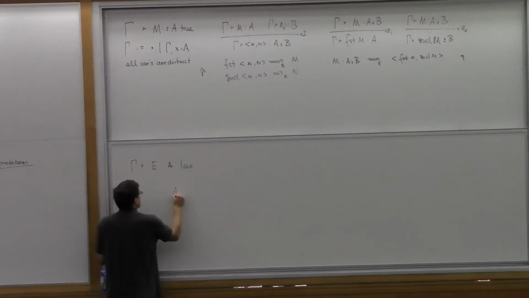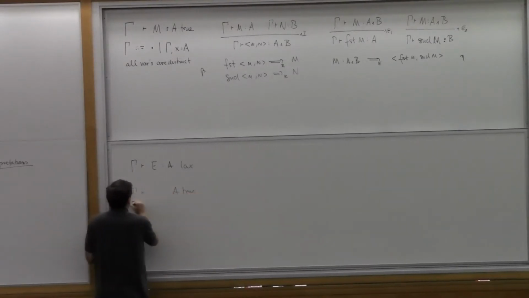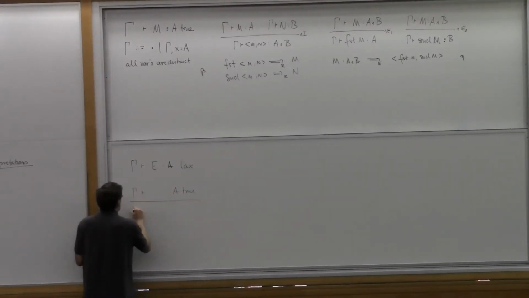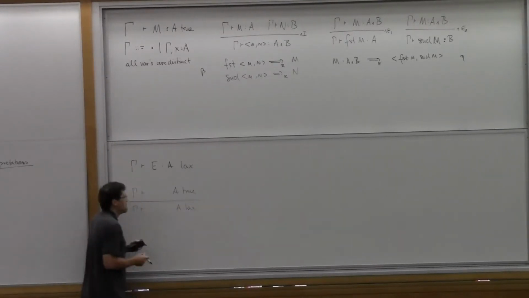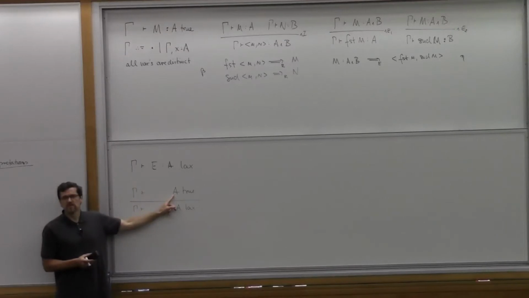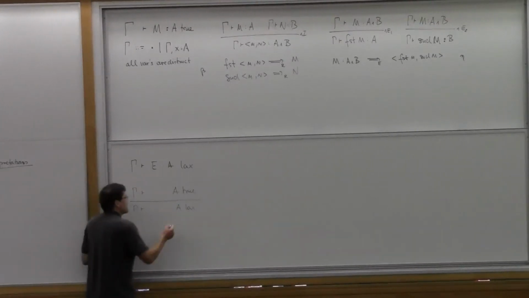A is true, then A is true in this lax sense, okay? Because this is a much stronger promise. This means I have really a proof, and this means I may have a proof, okay? So obviously this thing is stronger than that. So I have a rule, okay? Let me just call this lax.